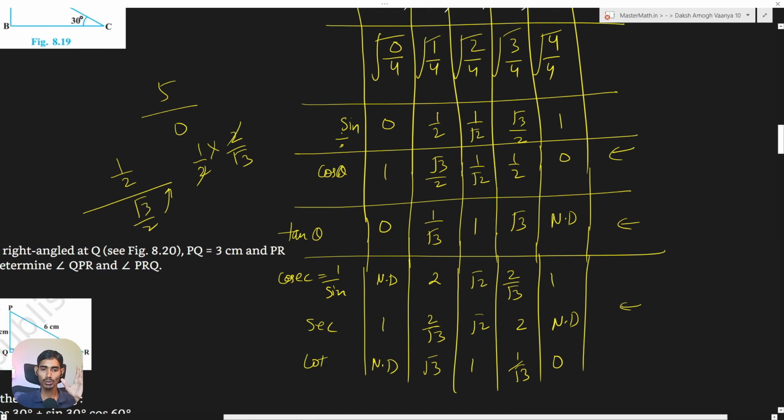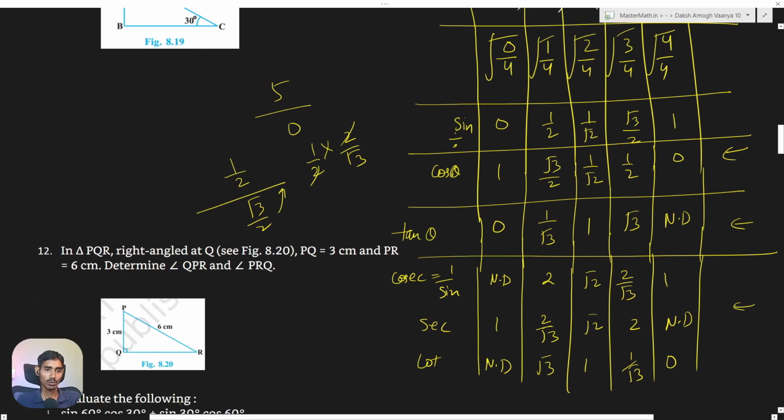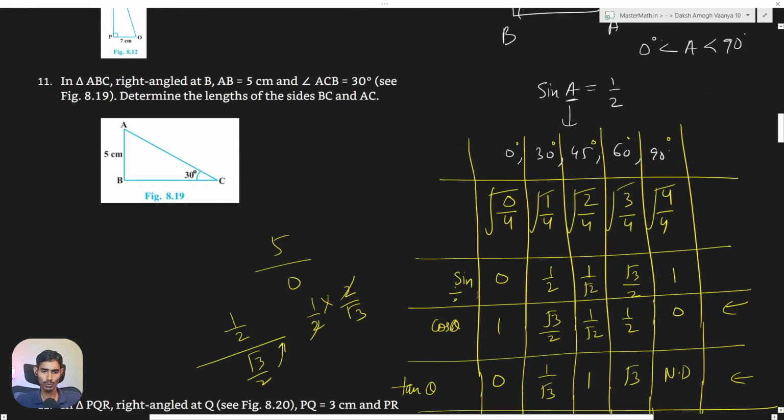Now you have the NCERT book with you, or you have probably noted these values. Whenever we have, say, sine 60, you know where to find sine 60. Now let's come to the question. We'll do one last question probably.